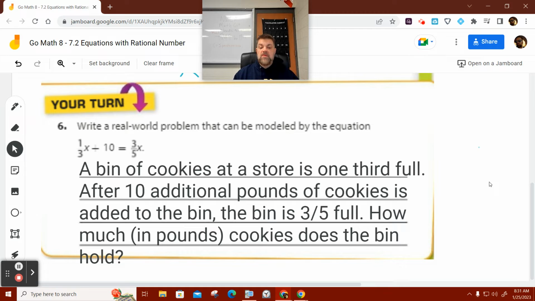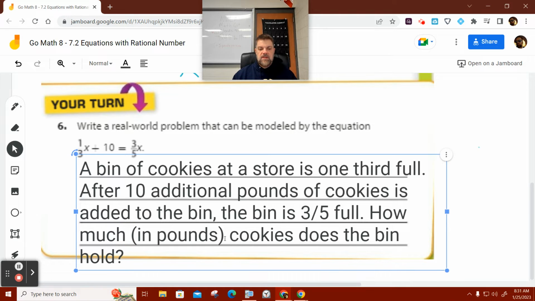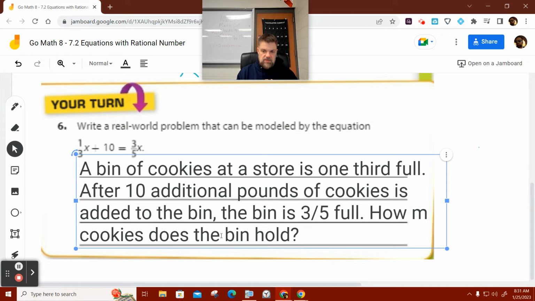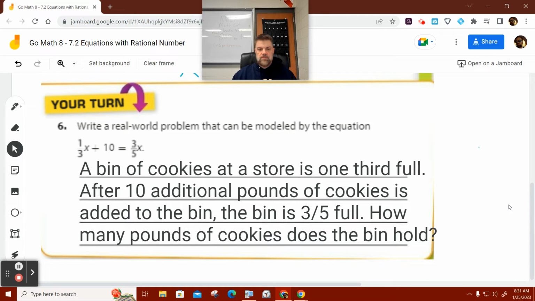How much in pounds of cookies does the bin hold? How much? That sounds grammatically incorrect. How many? But we're talking about the weight. So, how many pounds of cookies? Yeah, let's change it: how many pounds of cookies does the bin hold? That sounds better.